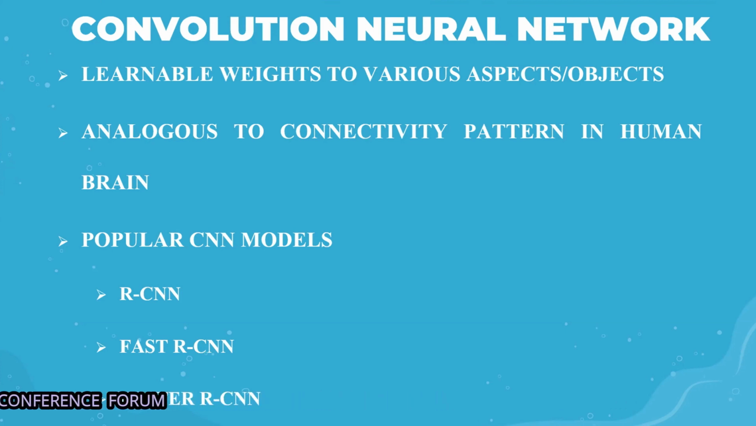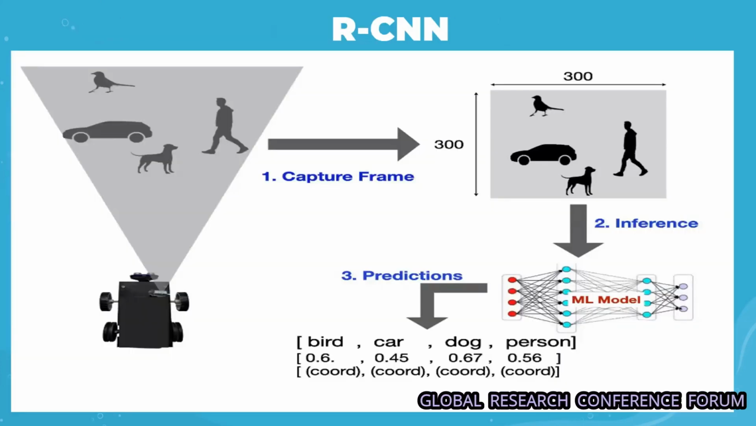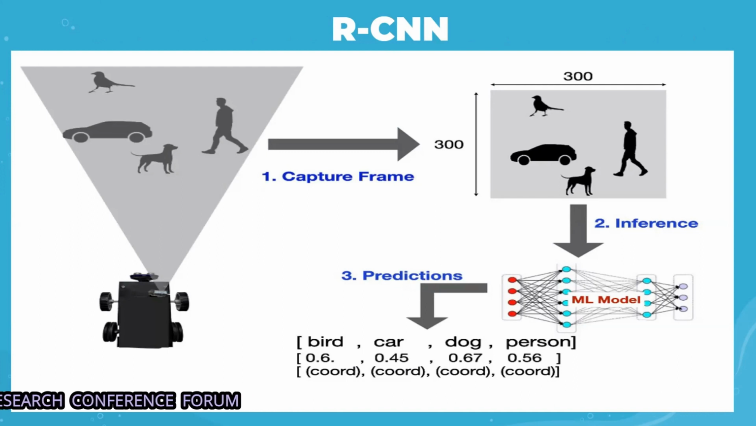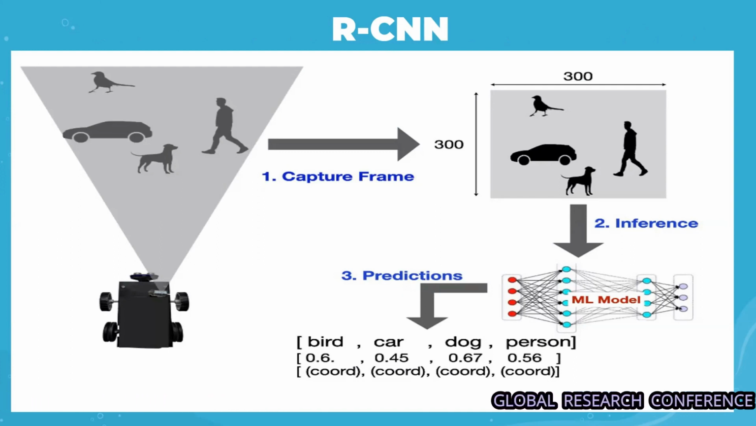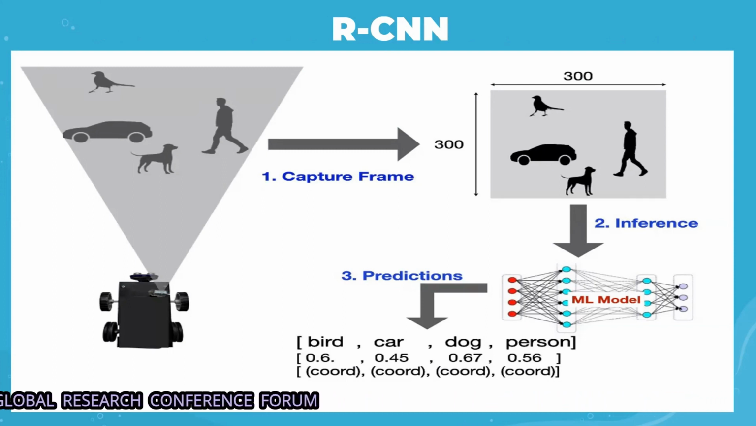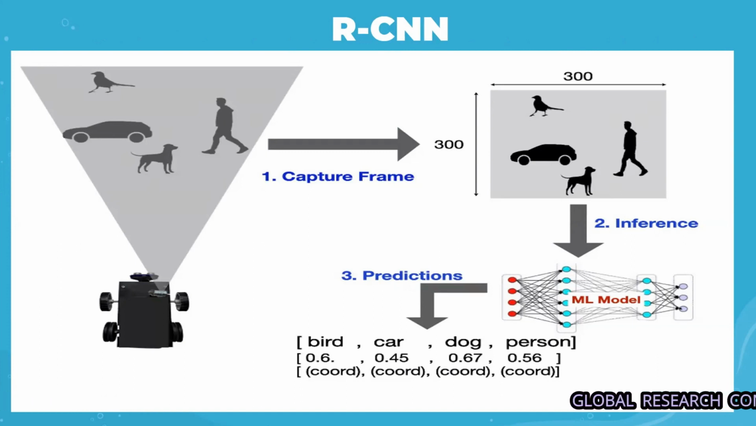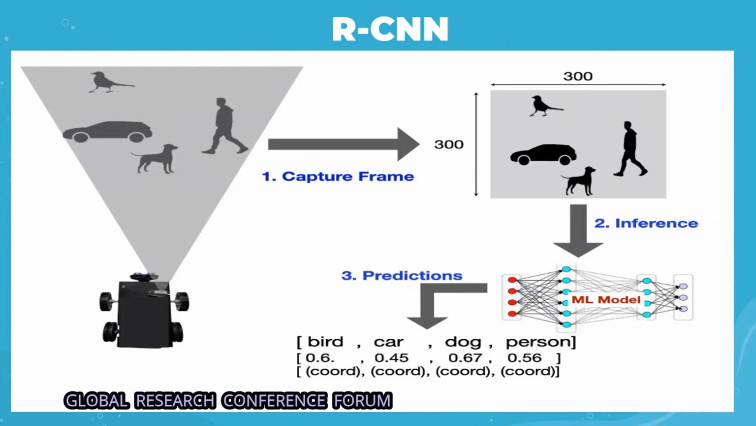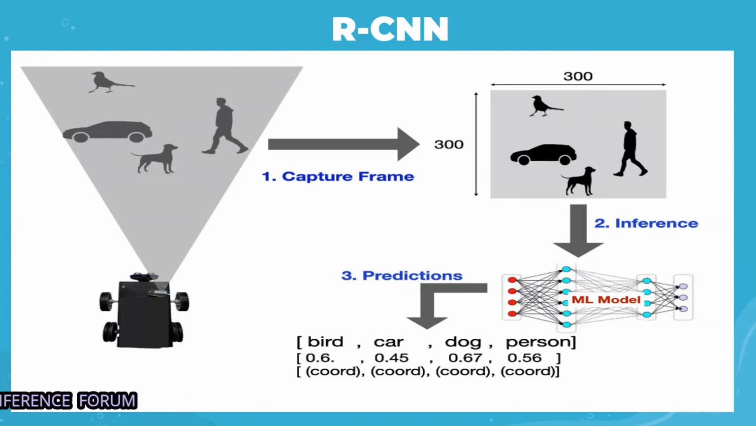By stating that, moving on to the description of the CNN family, the first shows a region-based convolutional neural network. RCNN is a simple and straightforward application of the CNN to the problem of object localization and detection. Here, the image is captured into a frame, and it is inferred using the machine learning models, and the position of the object is predicted.